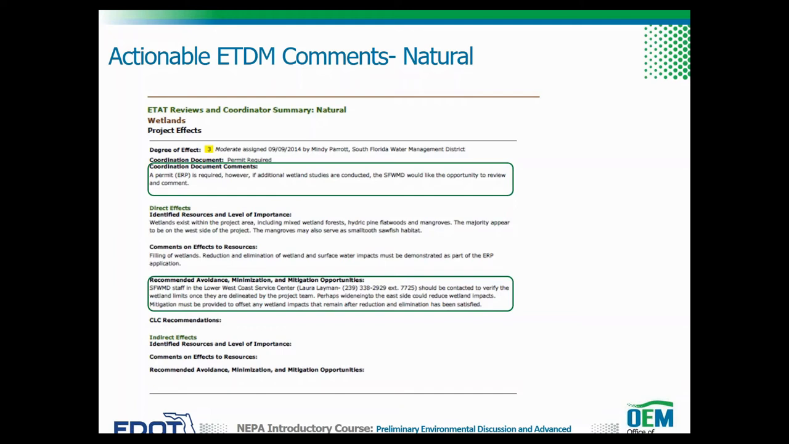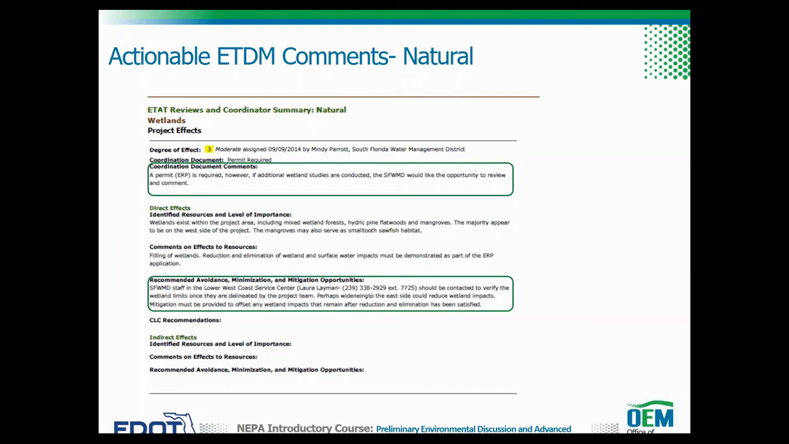This reviewer goes on to suggest widening to the east to reduce wetland impacts and reminds us that mitigation will be required to offset any wetland impacts that cannot be avoided. So what all can we glean from this ETAT member's comments? There are wetlands in the project area, which we would have already known when doing our initial review.